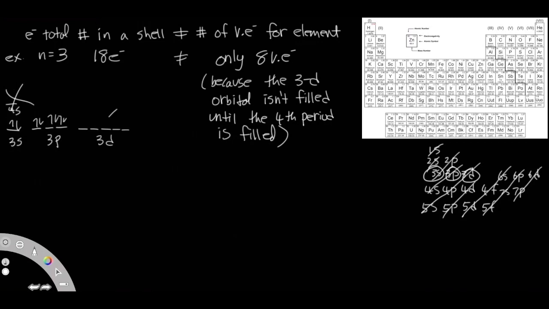So if we stop here, we can't even continue here. Hence we have 2, 4, 6, 8. Thereby on our periodic table, 1, 2, 3, 4, 5, 6, 7, 8. That's where it stops. Cannot continue to fill up that 3D. This is what it's meant here, because the 3D orbital isn't filled until the 4th period is filled. Hope this makes a lot more sense to you.